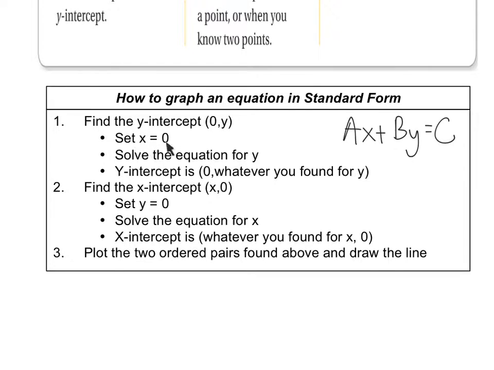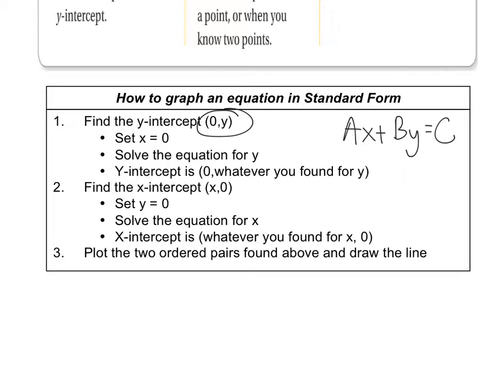So that's what we're going to do first. We're going to set x equal to 0. When we set x equal to 0, we substitute 0 in for this x, and then we solve the equation for y. The y-intercept is 0 and whatever you find for that y value. Once you find that ordered pair, we've got the ordered pair (0, y).